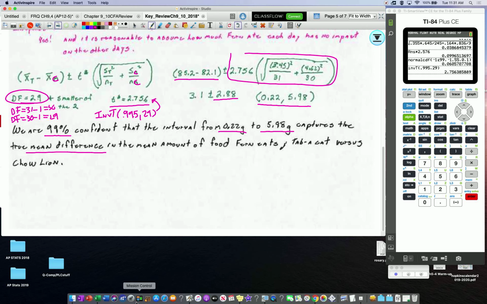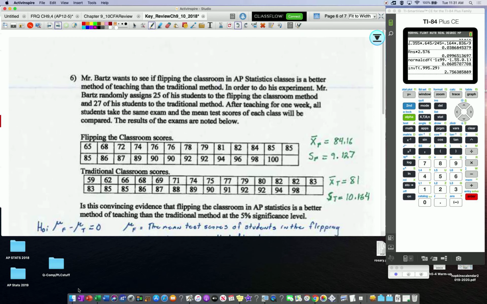So if you're actually doing a test, if you were trying to show that it was statistically significant, yeah, we would actually have statistical evidence that Fern eats more Tabacat than Chow Lion, since 0 is not included in this interval. You're not asked that, but just wanted to point that out. All right, very last one. Woo! This one takes probably the longest to do.